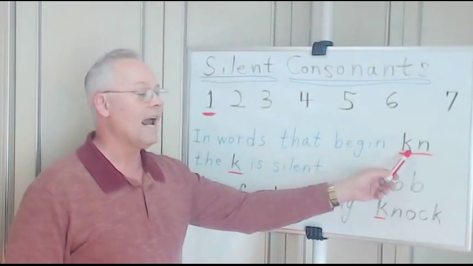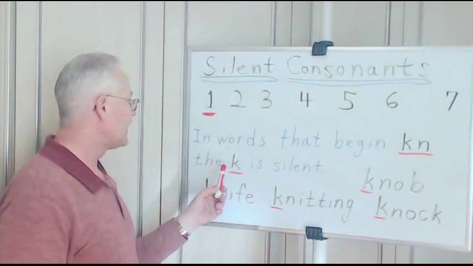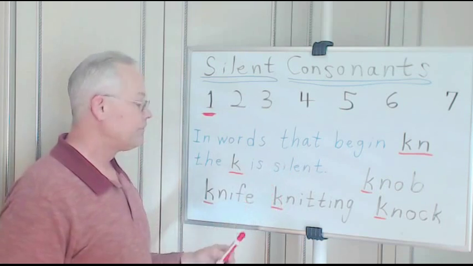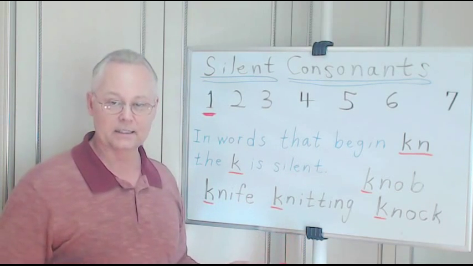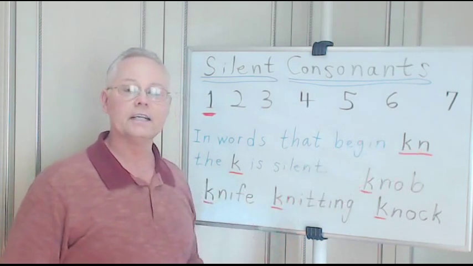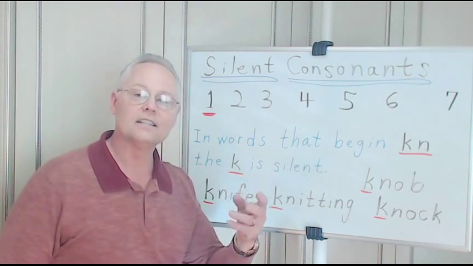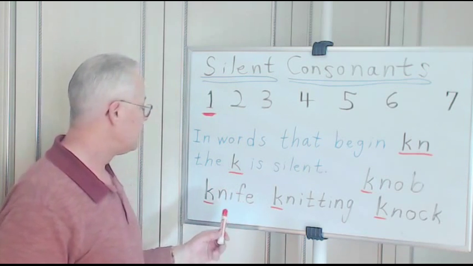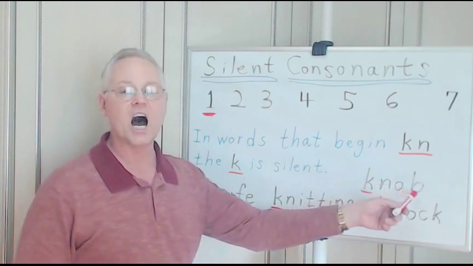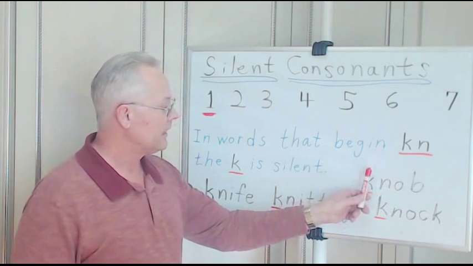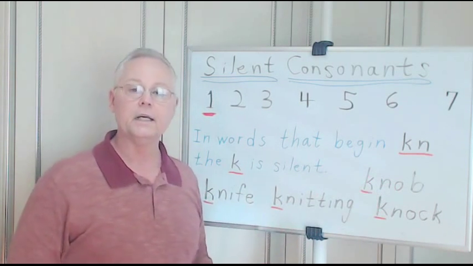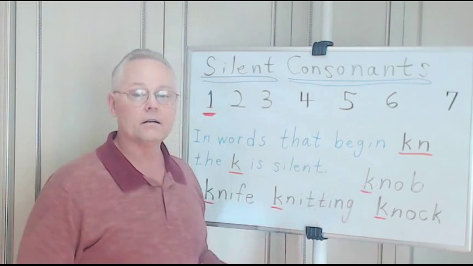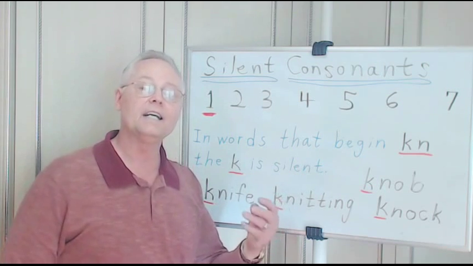KN. The K is silent. The K is silent. All you hear is N. For example, we have the word knob. Take off the K and you have N-O-B, knob. Now that's the sound, not really a word. K-N is the correct spelling, but the K is silent.